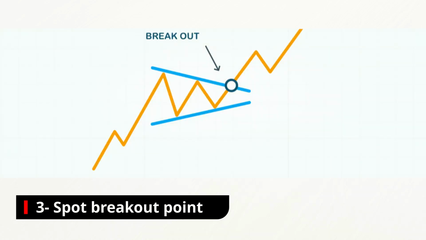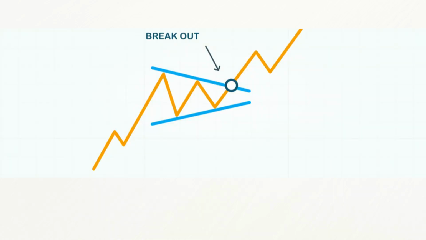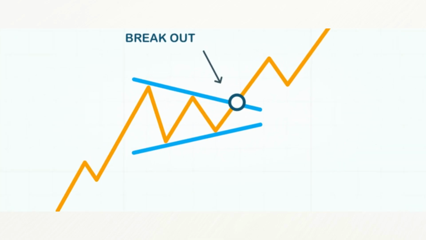Step 3. Spot the breakout point when the market price breaks out of the trend line. Here on this chart, the market broke out of the trend line, so this is called a breakout.